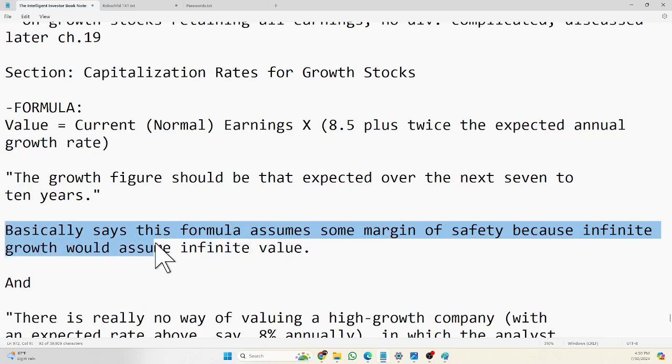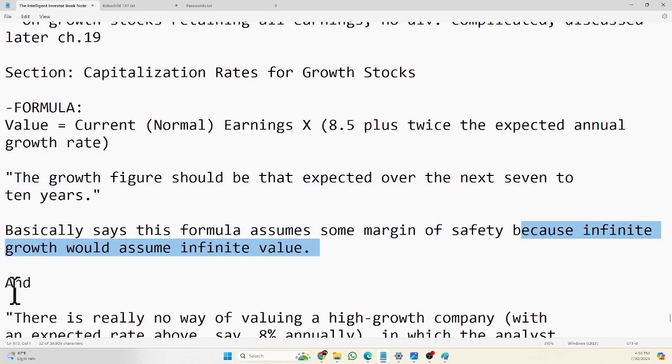And he says basically this formula assumes some margin of safety because of infinite growth. Because infinite growth would assume infinite value, and again, this is why this gives credence to companies today trading at a PE ratio over 20, like Nvidia at like 60 or 70, and Microsoft, a lot of companies. A PE ratio like that does not give you very much safety. I'll just at least say that.